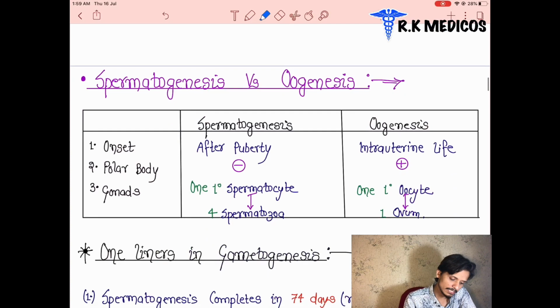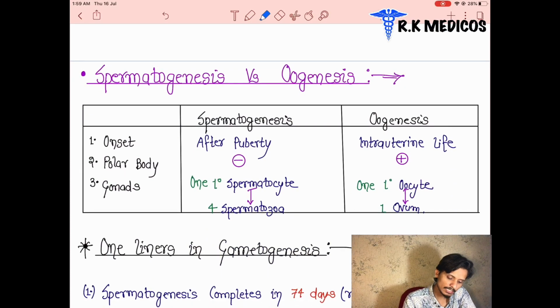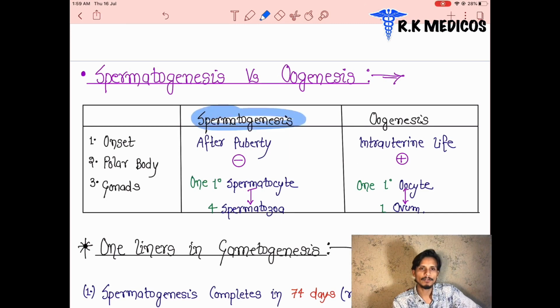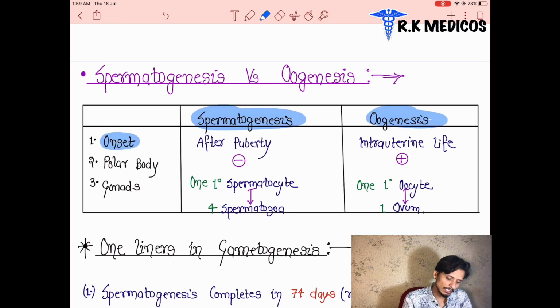Next point, we can see what is the difference between spermatogenesis and oogenesis. The onset, in what phases these cycles are happening: spermatogenesis happens only in puberty, and oogenesis in the intrauterine life, IUL. The polar body is not present in spermatogenesis, and the polar body is present in oogenesis, yes, it is present.